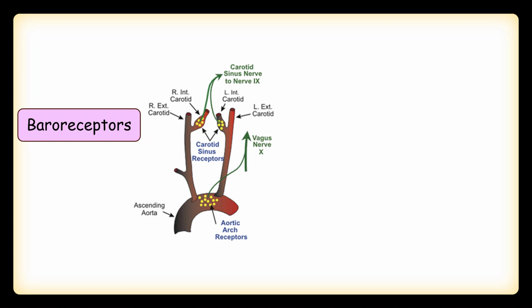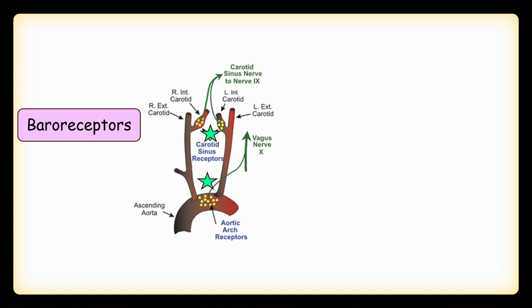So in this slide, we are going to see what are baroreceptors. Baroreceptors are present in our body in the aortic arch and carotid sinus. So as the name implies, baroreceptors are receptors which sense the pressure in the blood vessel. It can be either increase in blood pressure or decrease in blood pressure.